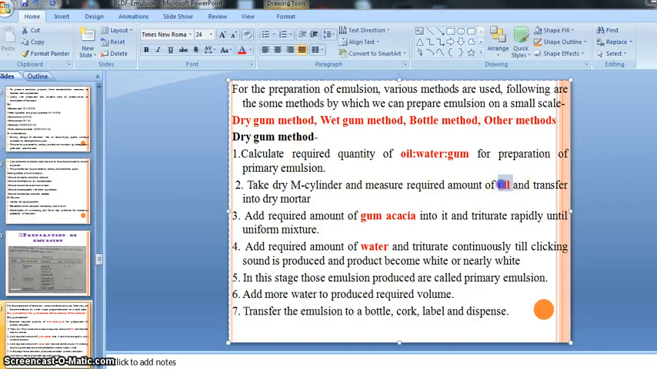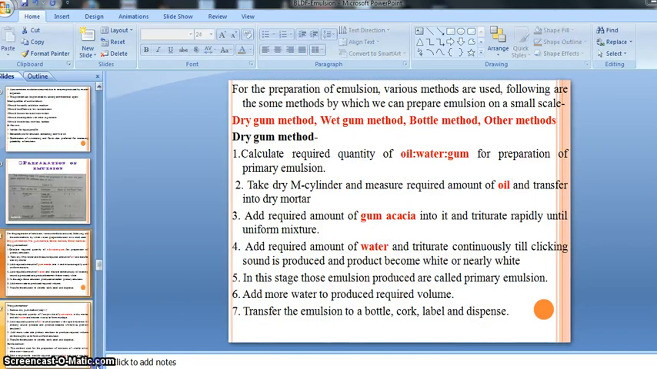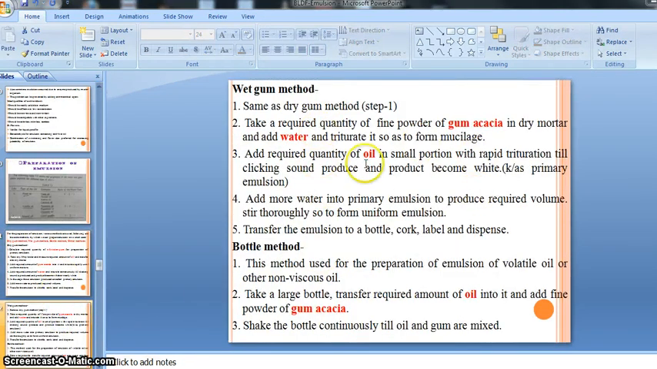As we know, in the dry gum method, first of all we have to add the oil, after that gum acacia, then water, right? And the dry gum method is performed in a mortar and pestle, right?